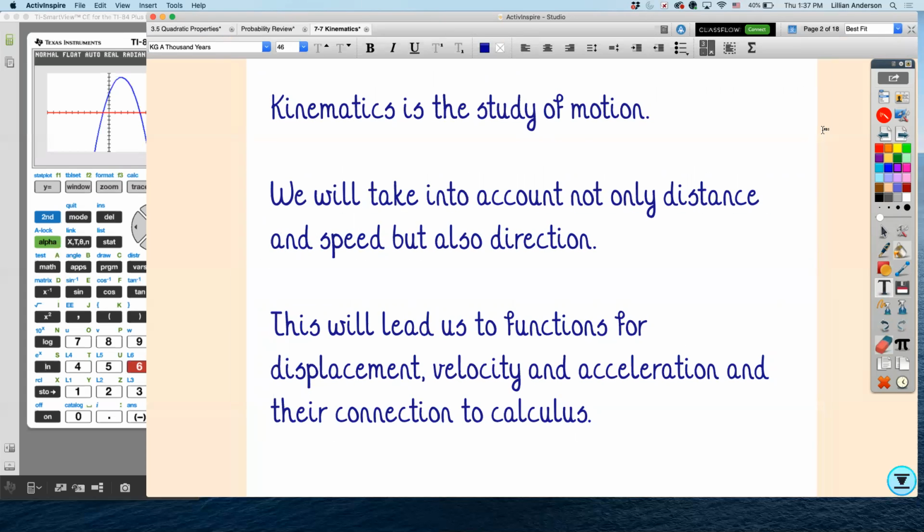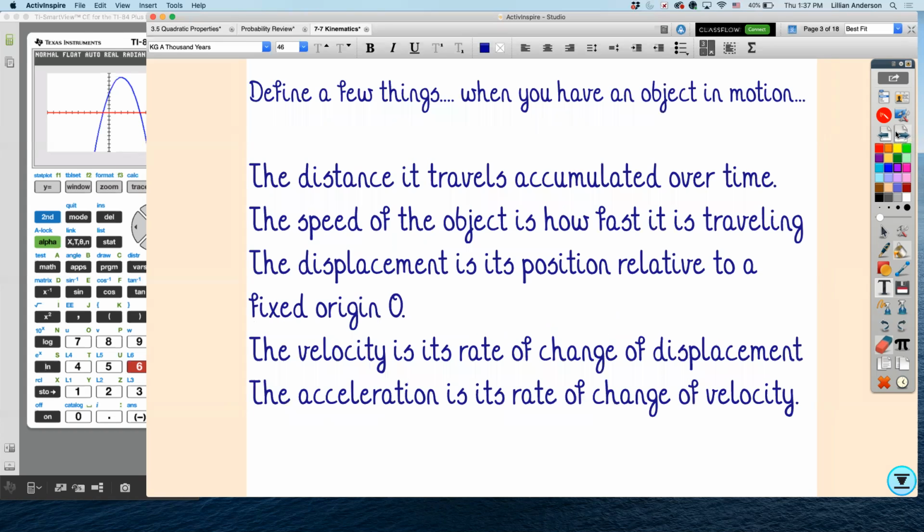This will lead us to functions for displacement, velocity, and acceleration, and their connection to calculus, not just integration, but also derivatives. We've gone through pretty much the basics of integration, where it's solely integration. Now it's going to be the combination of the two from here until we get done with calculus, okay? So a few things we need to define.